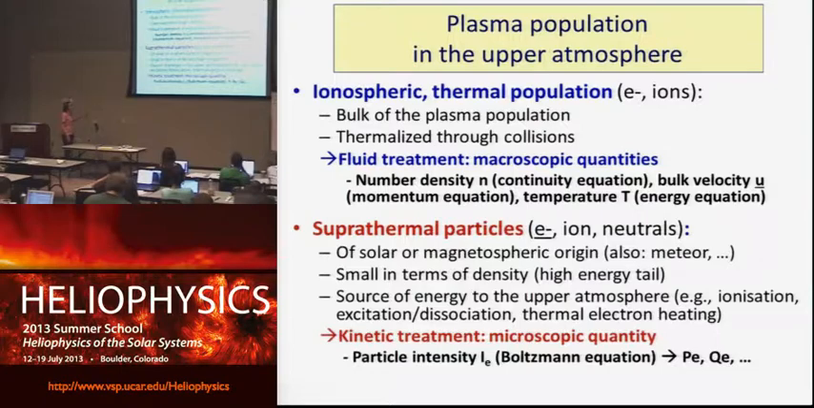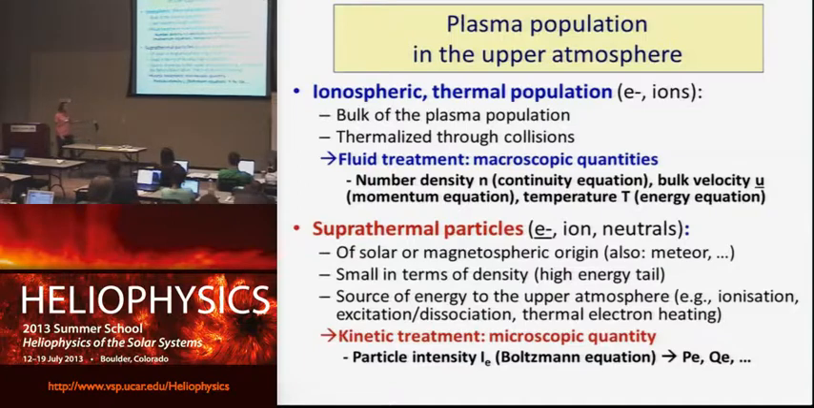On the other hand, the suprathermal electrons, which represent a very small part of the population but are key because they are the source of ionization, of excitation, of dissociation, and of thermal electron heating, need to be treated in a kinetic way, described with physical quantities which are a function of not only position and time, but also velocity. So you need to define the quantity which describes them in the phase space.